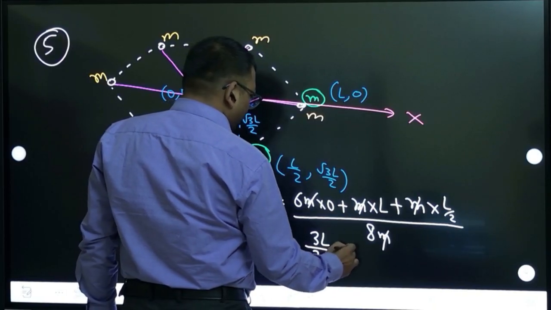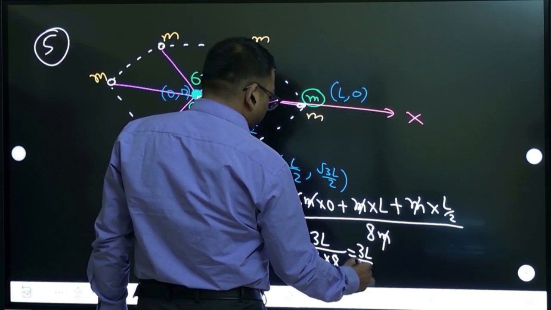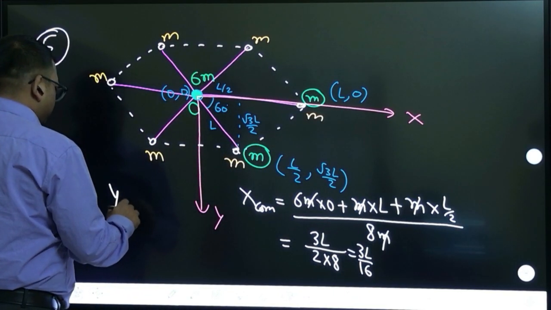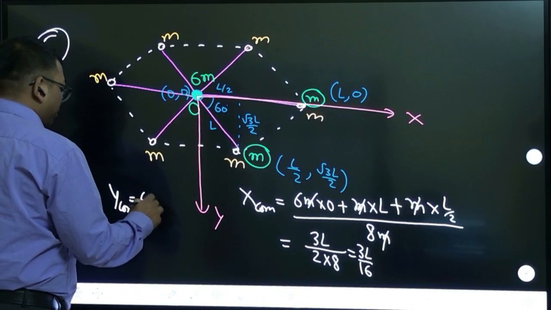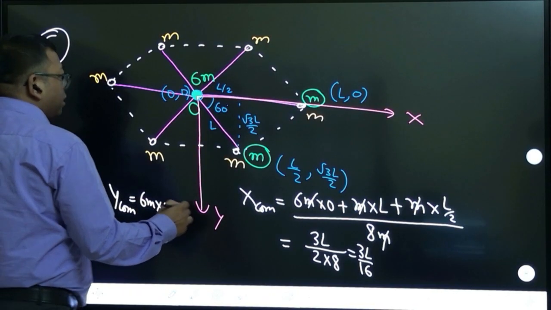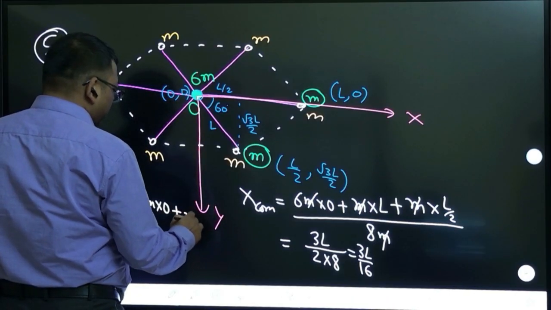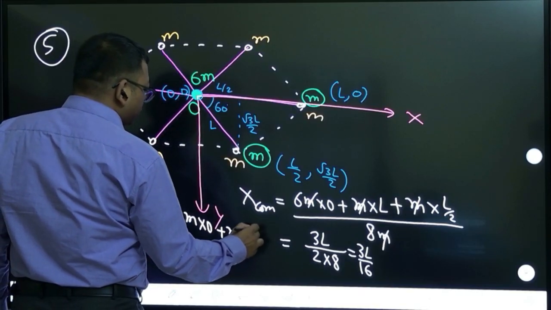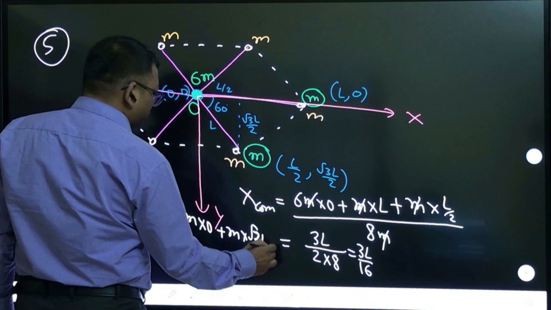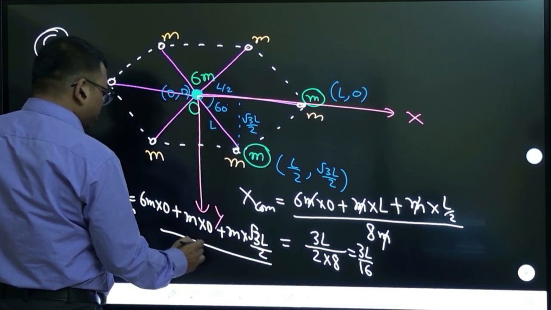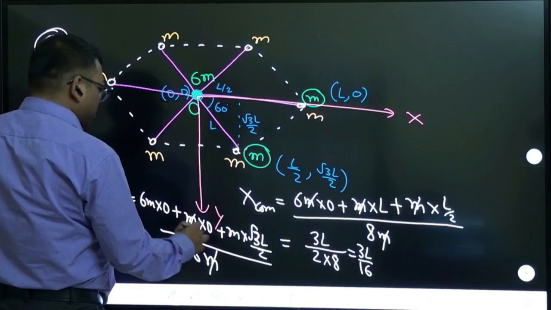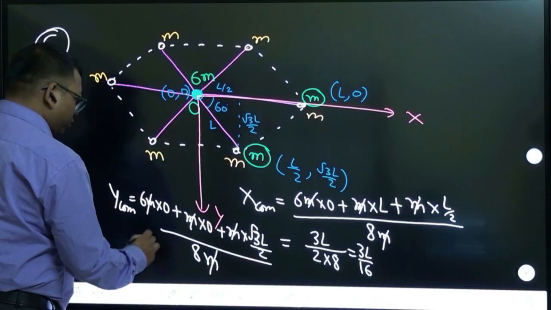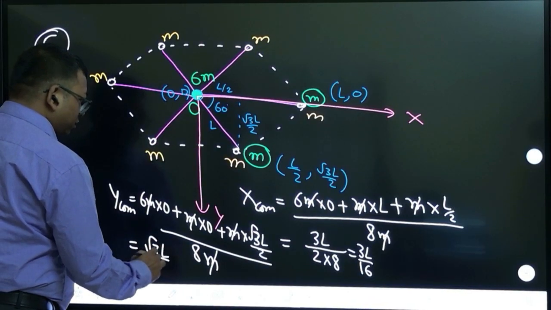Into 8. So that means we got 3L by 16. Similarly, calculate the y center of mass. Y center of mass is m1 y1, y is also 0, plus the second mass m into its y coordinate, 0, plus the third mass m, whose y coordinate is root 3 L by 2, divided by the total mass, which is 8m. Again, the mass terms will get cancelled. Two things have come 0, so that has become root 3 L by 16, right?